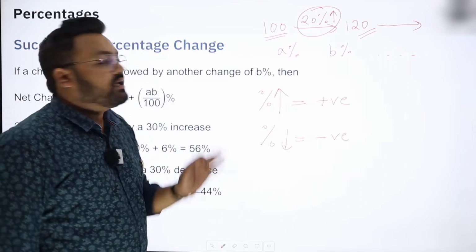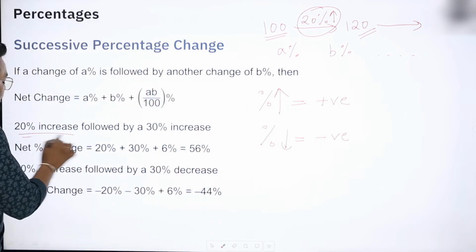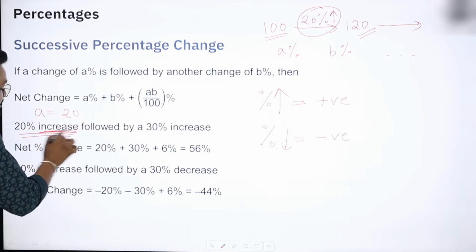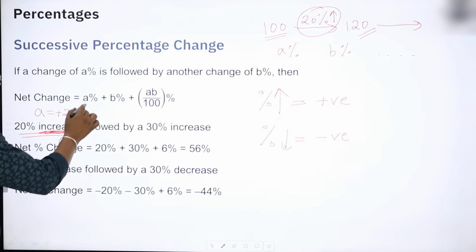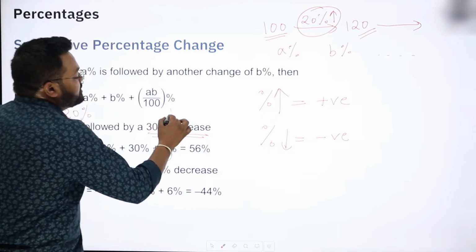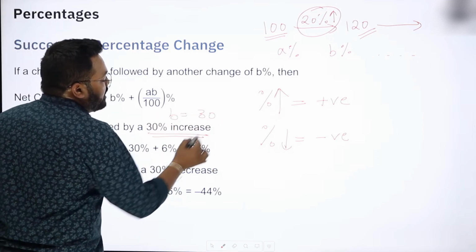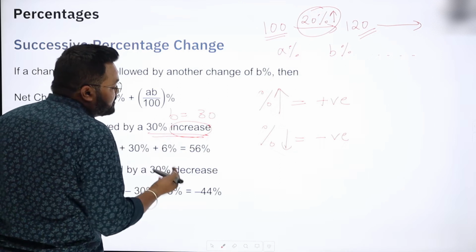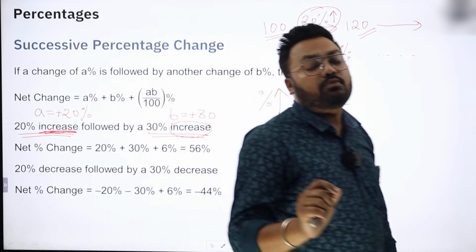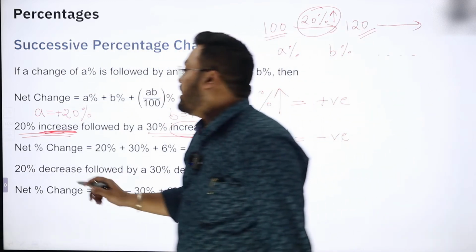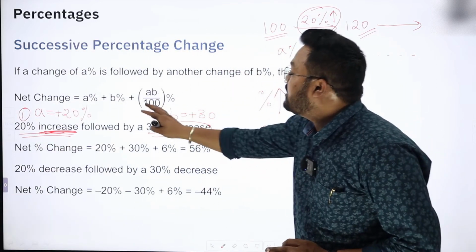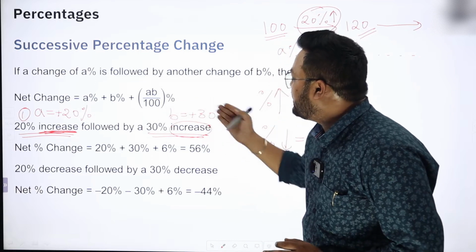That means if there is a 20% increase, the value of A is 20, and because it is an increase, I will take it as positive. This is 20%, followed by again a 30% increase. That means the value of B is 30, and the word increase tells us that this 30 is positive. So A is positive and B is also positive in our first case. The values of A and B become plus 20 and plus 30.